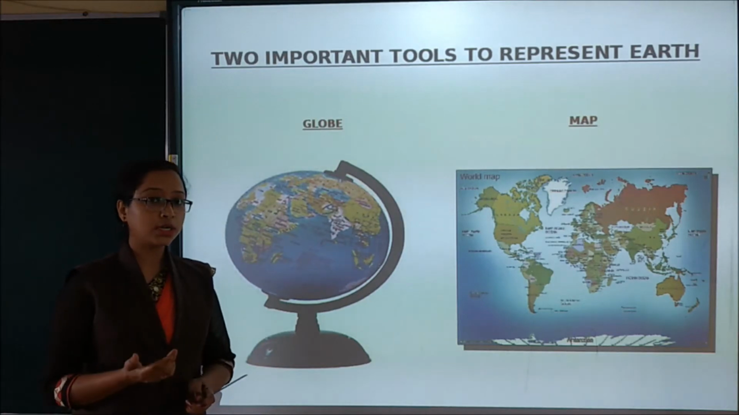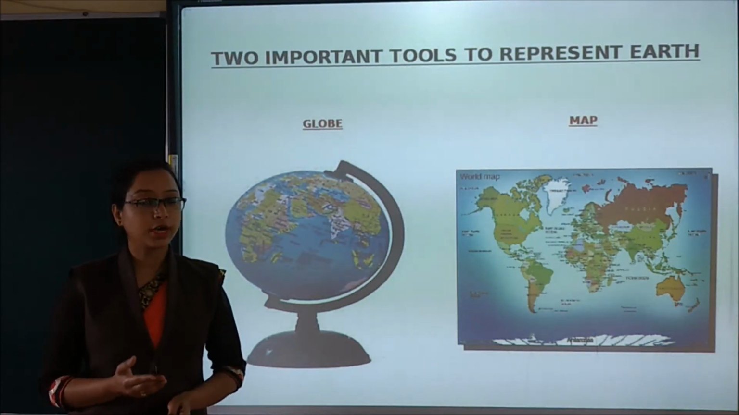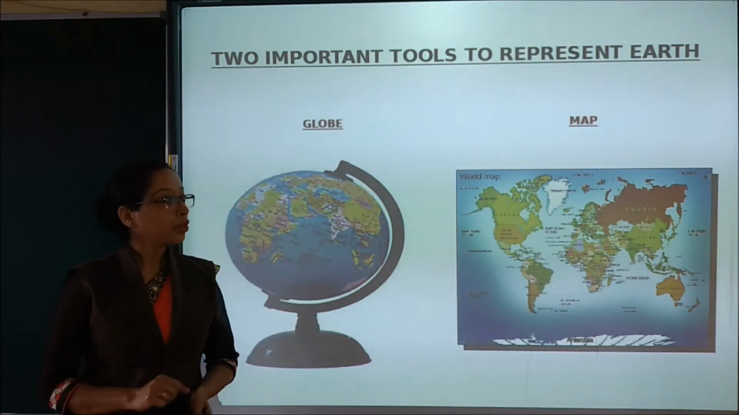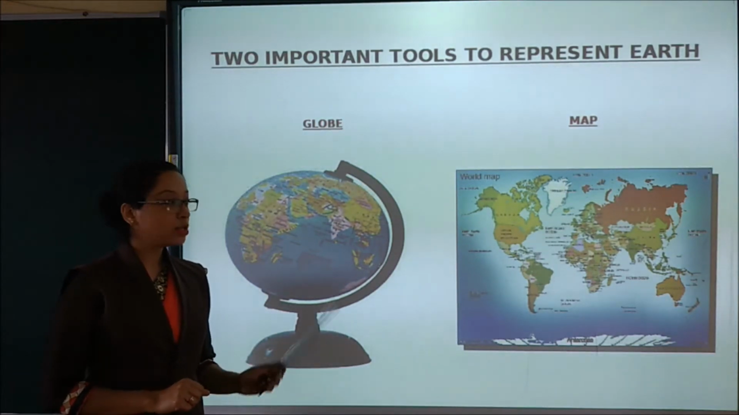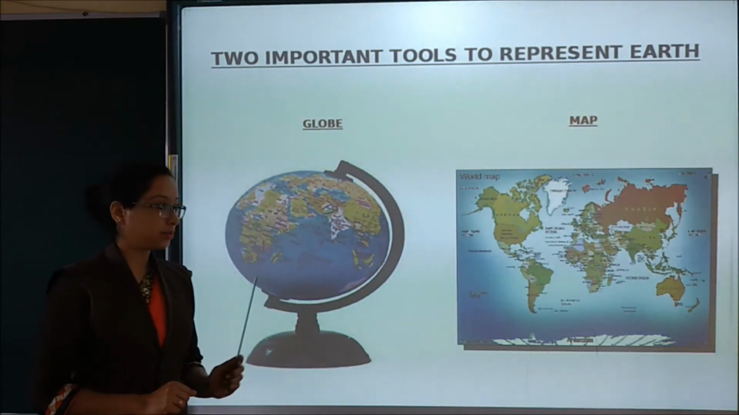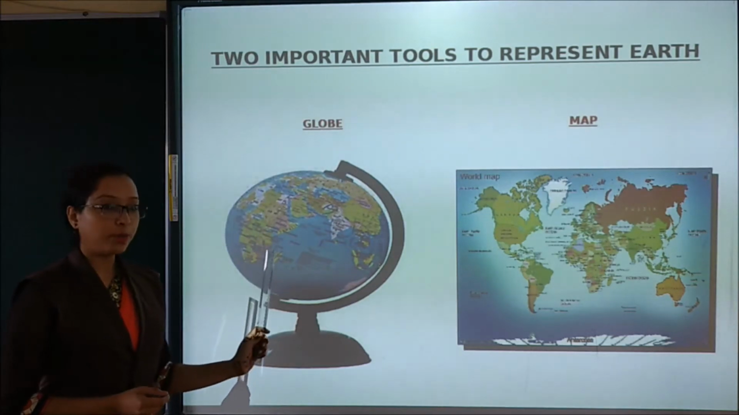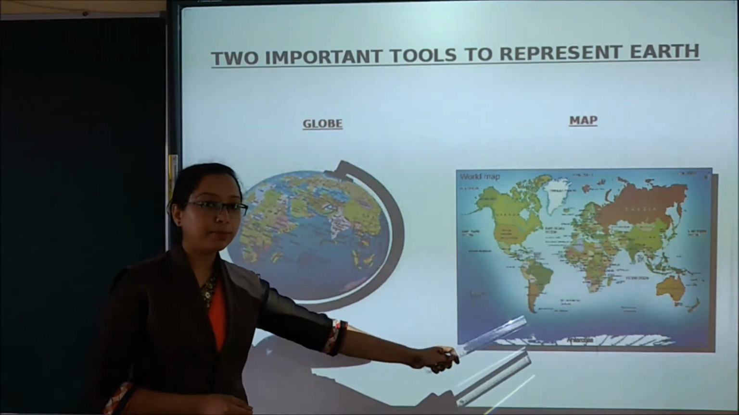Now who are geographers? Geographers are the people who study about the land. So they have given us these two important tools to study about the Earth. Now what are the two important tools? The first one is the globe and the other one is the map.